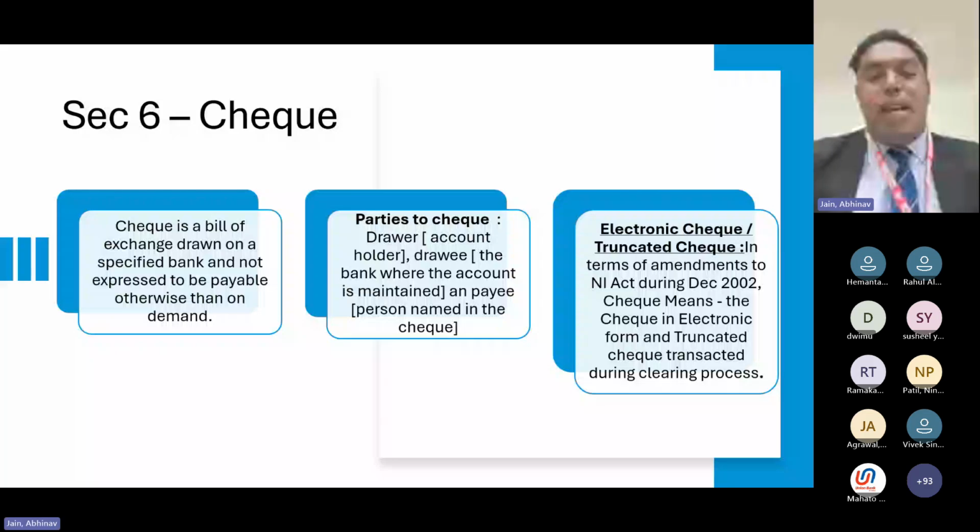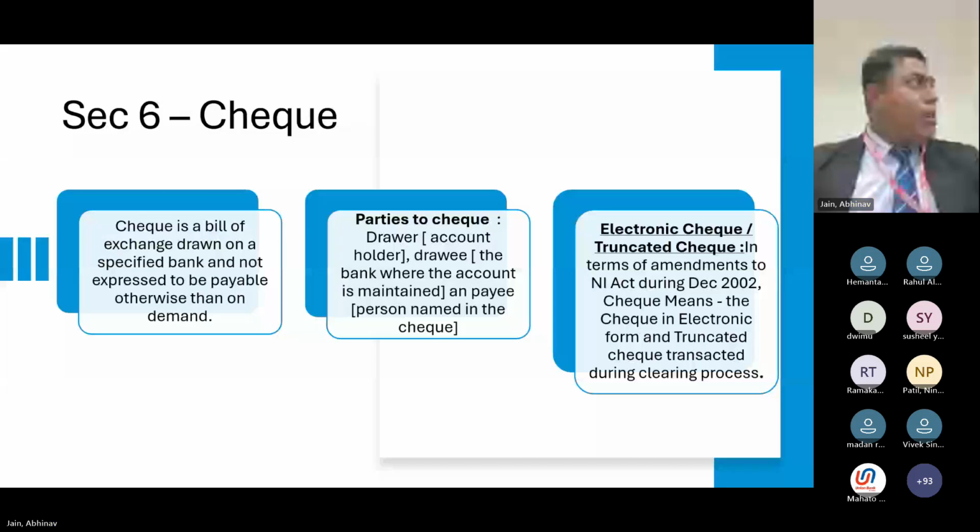Now, a very important thing: the definition of check under Section 6 of the NI Act includes electronic check as well as truncated check. In December 2002, an amendment was made in the NI Act which included the electronic form of check as well as the truncated form of check during the clearing process to be defined as a check. So don't get confused here. They might ask you a question on the definition of check.